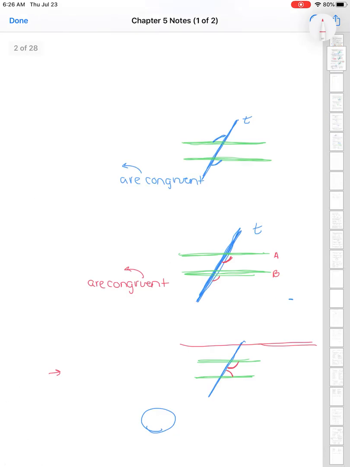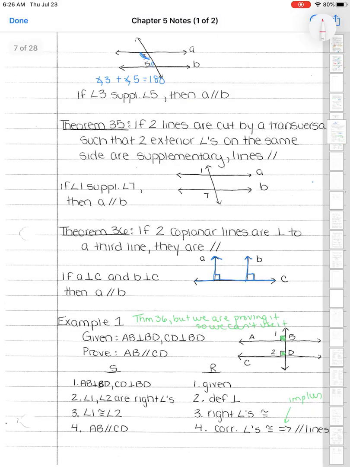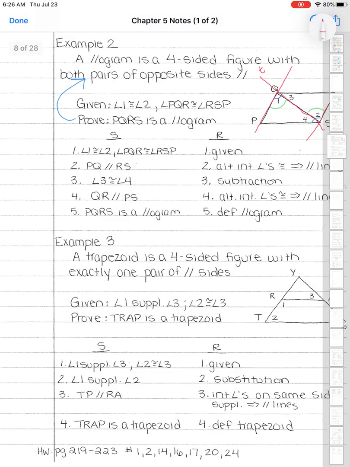So based on what I have, what might be helpful is if you extend QS right here, if we extend QS more, that's like your transversal.